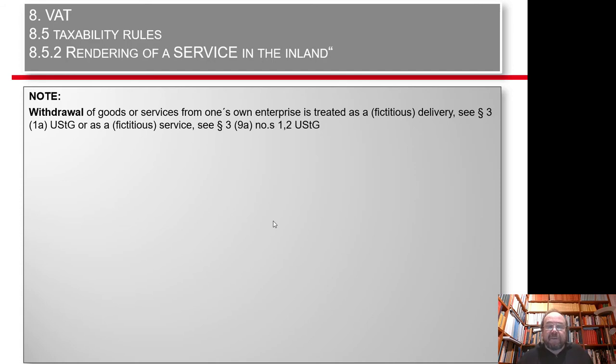A last short additional remark: you should notice that if you take a good out of your own firm for private consumption, officially that's not a delivery, because you don't transfer ownership. You were the owner before and you are the owner afterwards. Nevertheless, that will also be taxable, because otherwise a business owner would have the chance to consume untaxed. So withdrawing a good or a service from one's own enterprise is treated as a fictitious delivery or a fictitious service rendered to yourself. The legal source references are here.